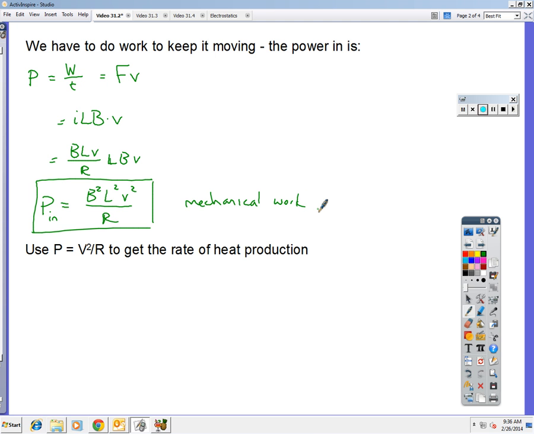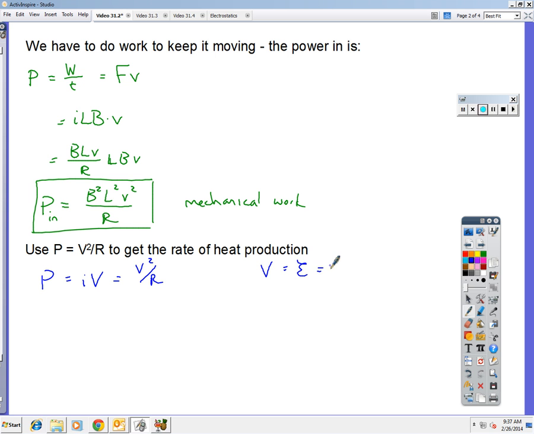Now, on the other hand, the question is, where is that energy going? You're putting all this energy into the loop. Where is it going? Well, it turns out it comes out as heat in the resistor. And the rate at which heat is produced in a resistor is given by P equals IV, or in this case, V squared over R. In this case, V is the EMF.